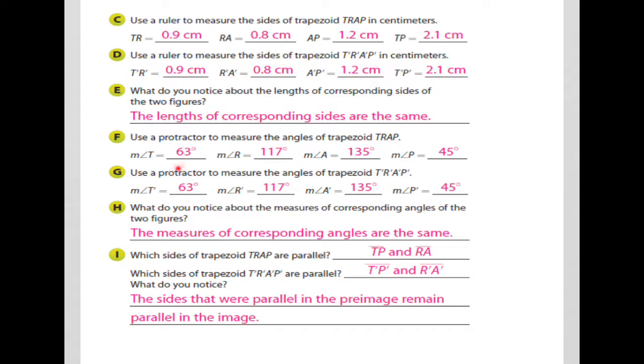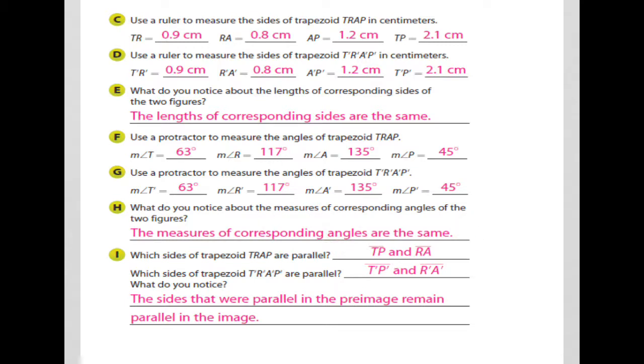But if we look at the prime, guess what? They measure up exactly the same, so that means that they are congruent. And what do you notice about the measure is that the measures of the corresponding angles are the same.